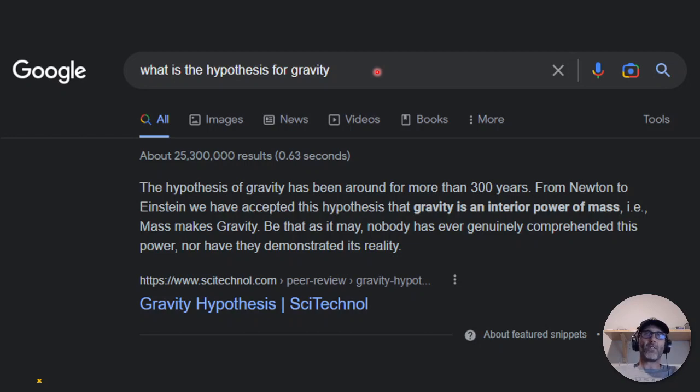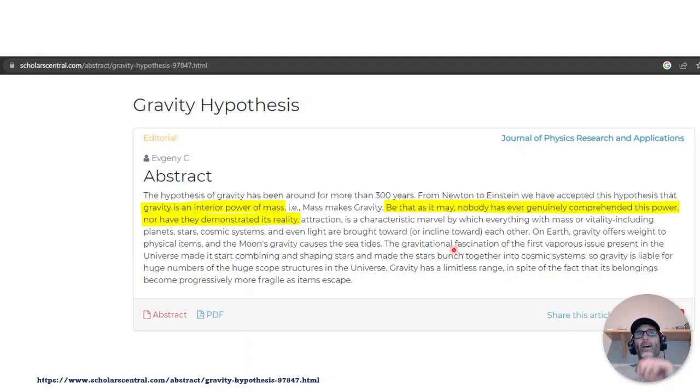And what I thought was interesting is that the very first result says, be that as it may, nobody has ever genuinely comprehended this power, nor have they demonstrated its reality. It was talking about gravity. They haven't changed subjects. So they have never demonstrated its reality. So hypothesis, that almost says it's a weak theory, if you ask me. And we're going to hear more about that.